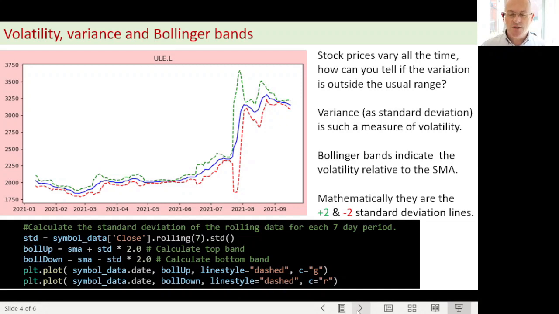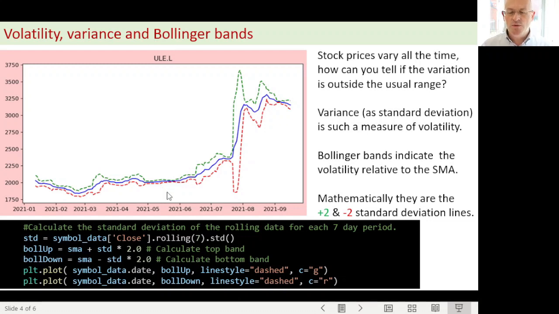So his recommendation is that you plot the smooth average, the solid blue line again, and then above that and below that, the upper and lower Bollinger Bands. And they're defined by the variance value for the smoothed average over the 7 days at the point that it was calculated. And they're defined by a value that is normally, not always, but normally twice the standard deviation value.